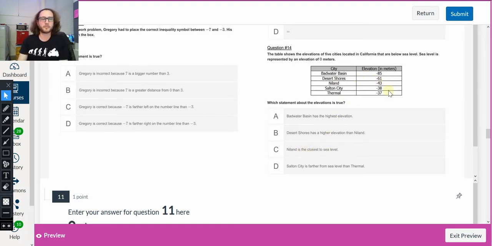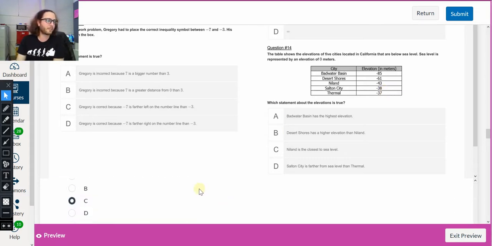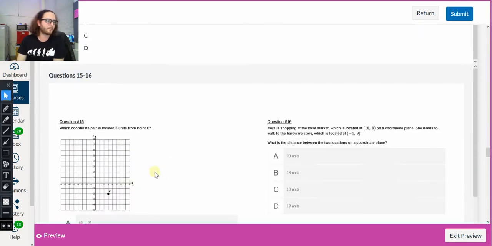Nyland is the closest to sea level. No, that would be Thermal. Thermal is closer to sea level. And Salton City is farther away than Thermal. No. Salton City is at negative 38. Thermal is at negative 37. Slightly closer, slightly higher. So number 14, we wanted D.